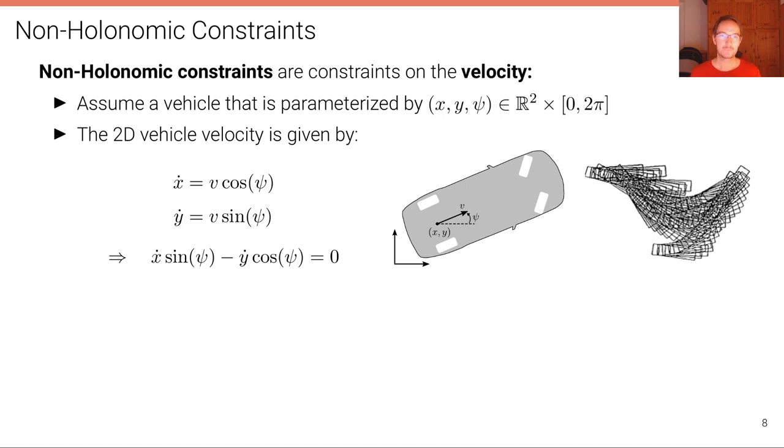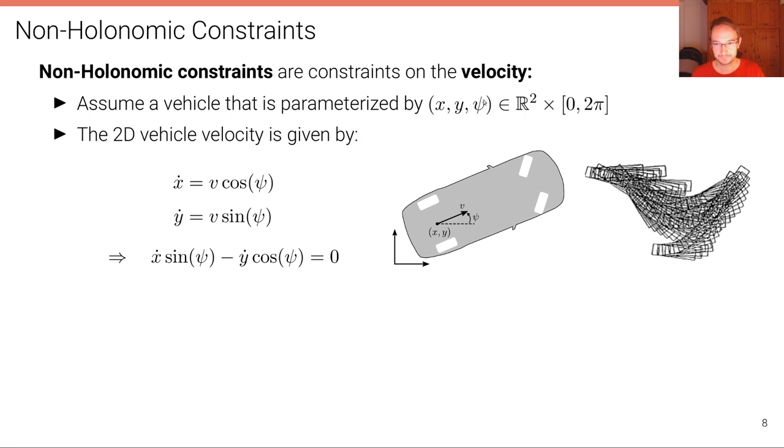On the other hand, so-called non-holonomic constraints are constraints on the velocity. Assume, for example, a vehicle, as we consider in this lecture, that is parameterized through a very simple model. It's a 2D vehicle, kind of a bird's eye view on the vehicle. It's parameterized by the XY location of that vehicle in that two-dimensional coordinate system, where we set the origin of the vehicle to be the center of the rear axle in this case.